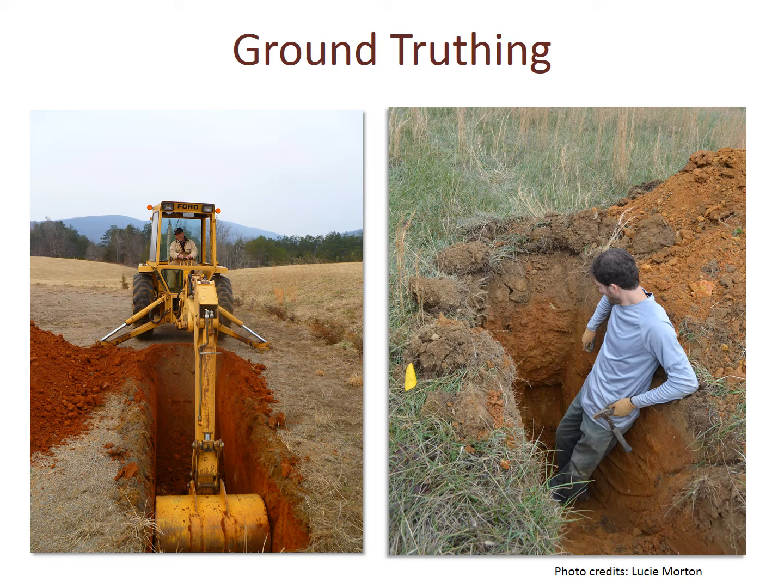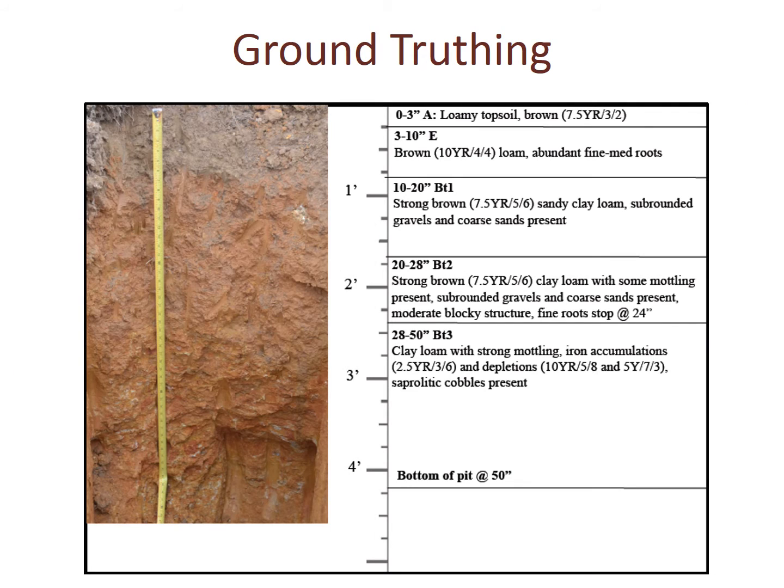Ground truthing is essential. I try to get a backhoe out on every site, and of course use the EM maps to decide where to dig the backhoe pits. And then I make observations of the soil profile in situ. This is an example backhoe pit log from one of my sites. I call this capital T truth. You cannot argue with what you see in a backhoe pit.